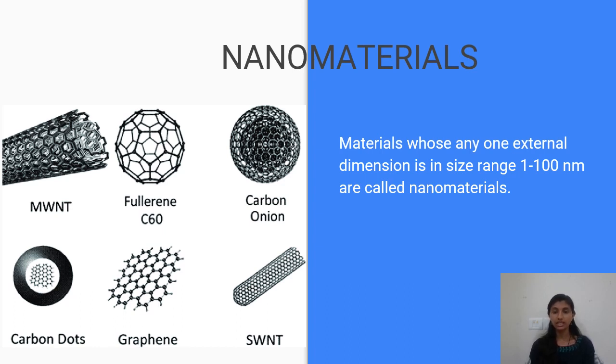Nanomaterials are usually considered to be the materials with at least one external dimension that measures 100 nanometers or less, or with internal structures measuring 100 nanometers or less. They may be in the form of particles, tubes, rods, or fibers, as you can see. In the picture shown here, we can see the carbon dots, the graphene sheet, and fullerenes, which is a 3D structure.